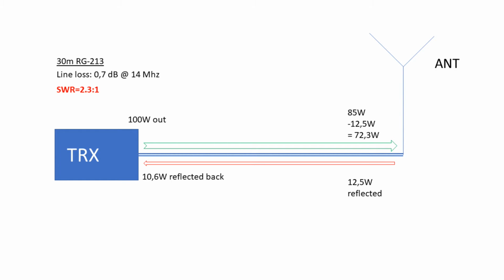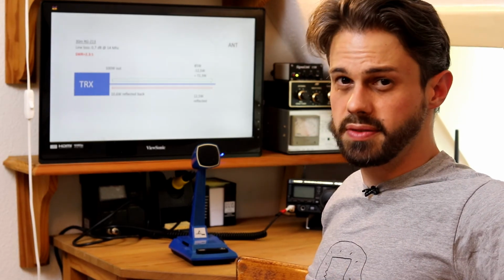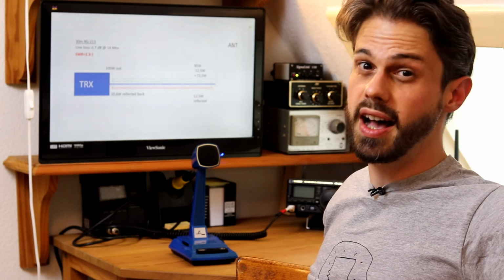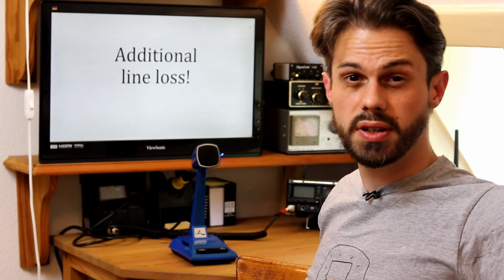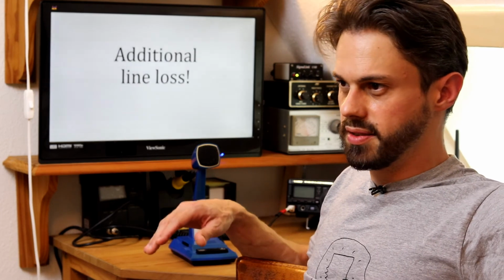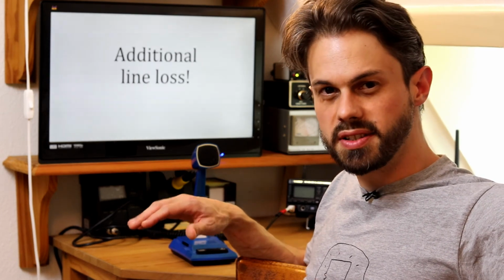So the same game begins again. Power is reflected, then reflected again, then reflected again. Only it diminishes each time it travels through the feed line because of the loss. But it gets worse. If the SWR is high, we have to deal with additional line loss. In other words, the line loss multiplies in case there is a standing wave.